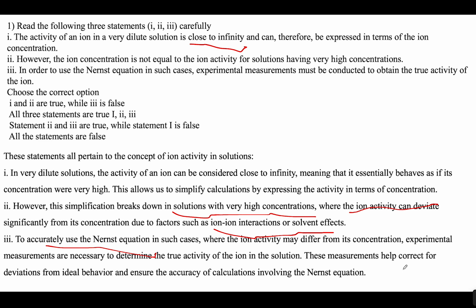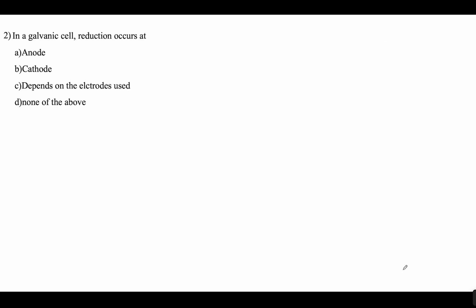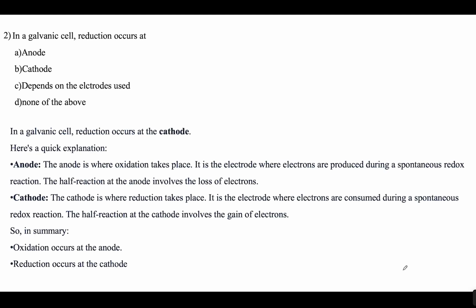Now moving to question number 2. In a galvanic cell, reduction occurs at: anode, cathode, depends on the electrode used, or none of the above.